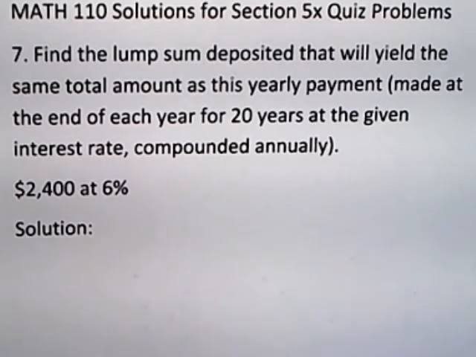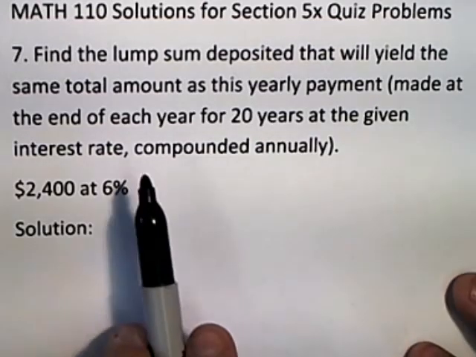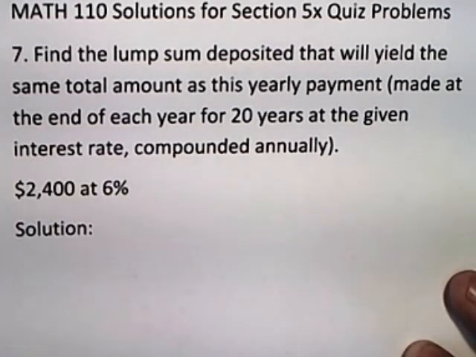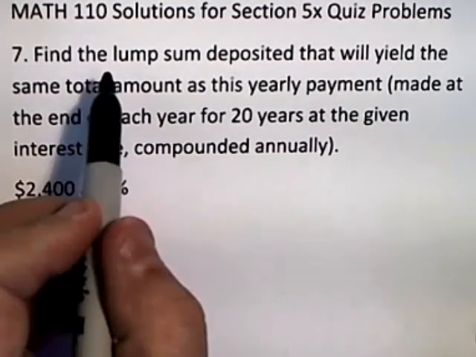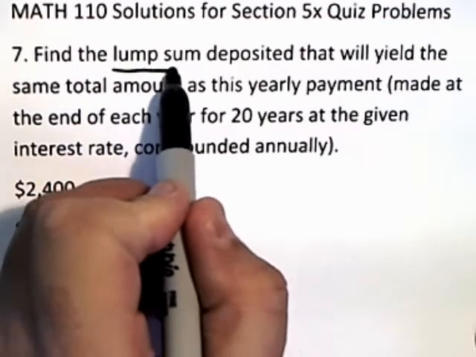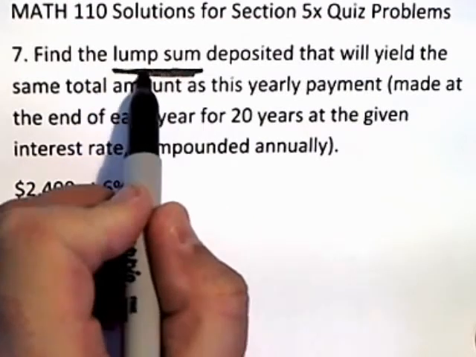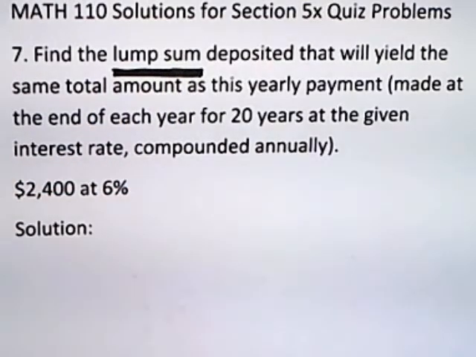This is exercise 7 from the section 5X quiz. It says find the lump sum deposited that will yield the same total amount as this yearly payment made at the end of each year for 20 years at the given interest rate compounded annually. Now, this lump sum is a clue.